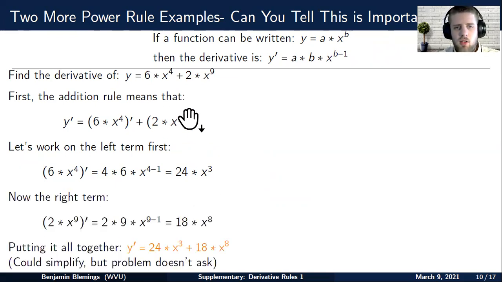And then we'll work on the right term a little bit, the 2 times x to the 9th derivative. And we can see that we need to take the 9 down and multiply it by 2, and then subtract 1 from the exponent, which is 9. And we have 18 times x to the 8th.